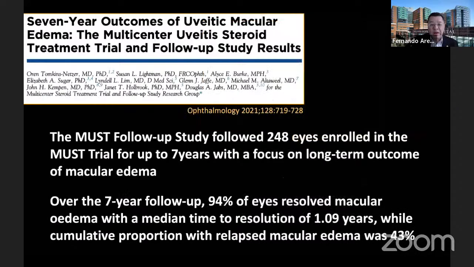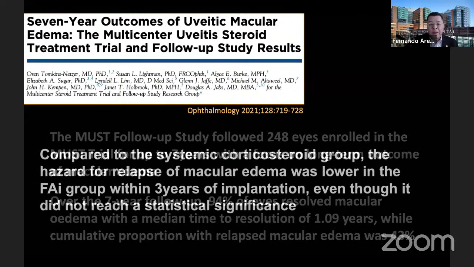The MOST trial published another paper on the follow-up at 7 years with 248 eyes that were enrolled. And over the 7-year follow-up, 94% of eyes resolved macular edema with a median time to resolution of a little more than a year, while the cumulative proportion with relapse of macular edema was 43%.